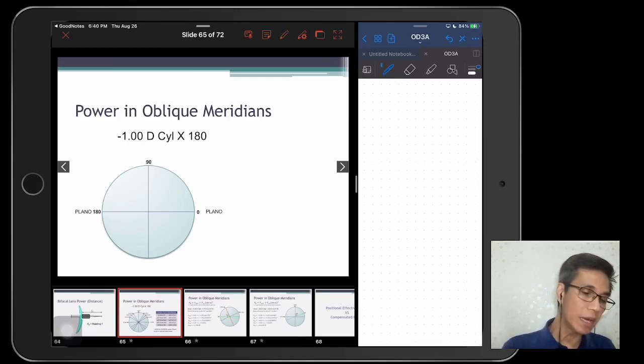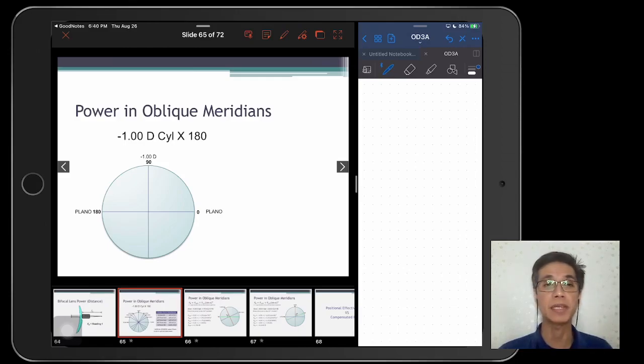Tanong, where would be the -1 diopter be located? Syempre, mapupunta yan sa may 90th meridian. So, there's no question about yung dalawang principal meridians.